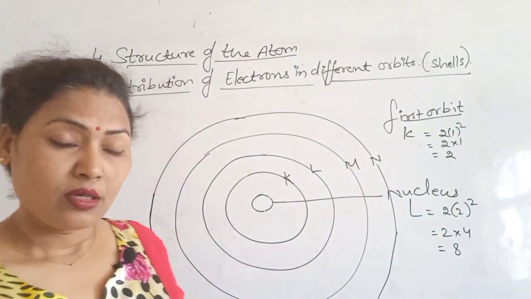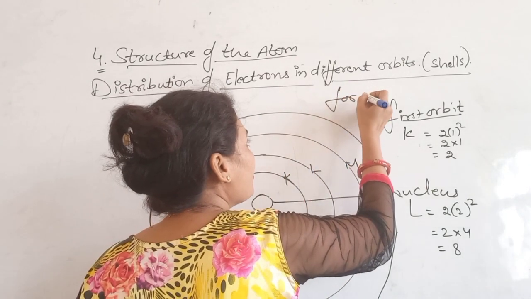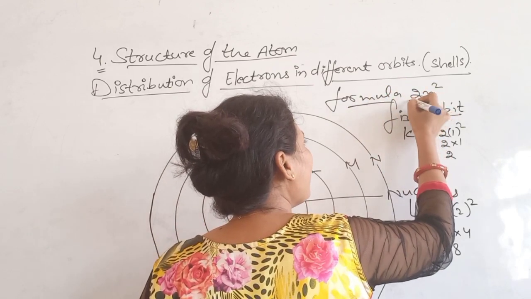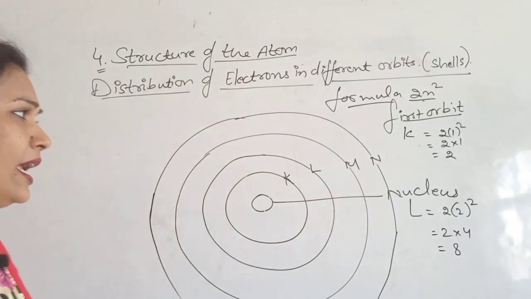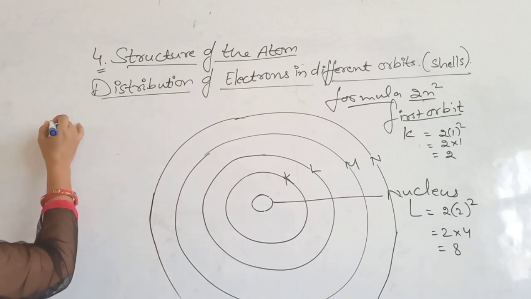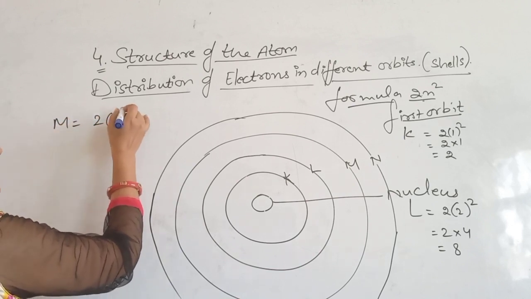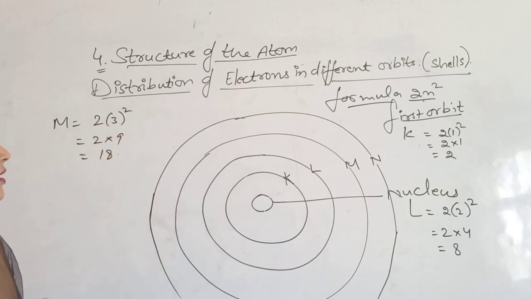Next, K, L, M, the third shell. The number of electrons in the different shells is based upon the formula 2n square. So for the third shell, that is the M shell, M shell equals 2n square, meaning 2 into 3 square. So we write 2 into 9. So 18 electrons are present in the M shell.